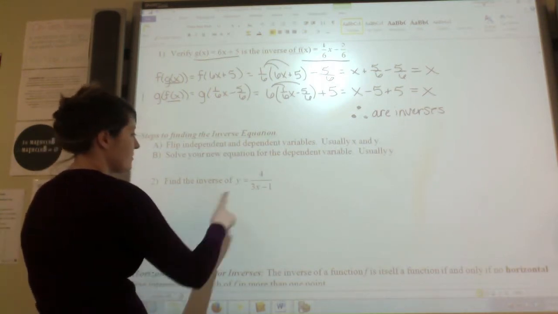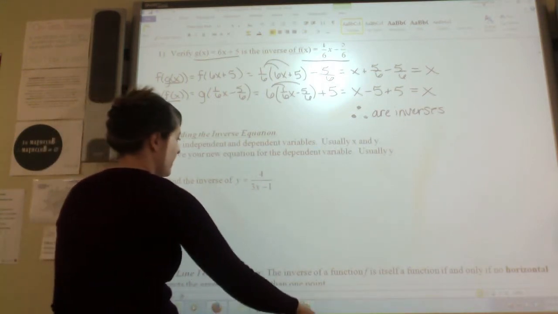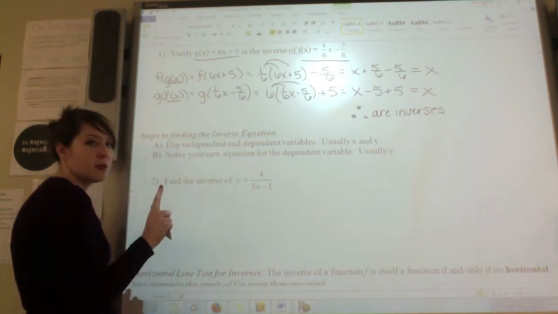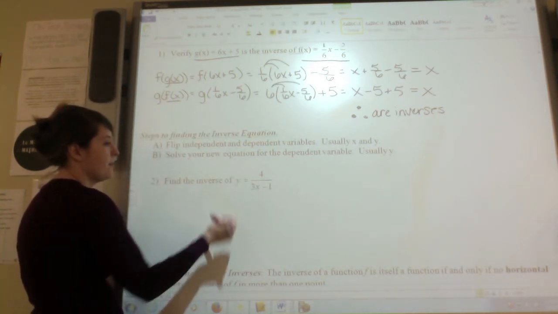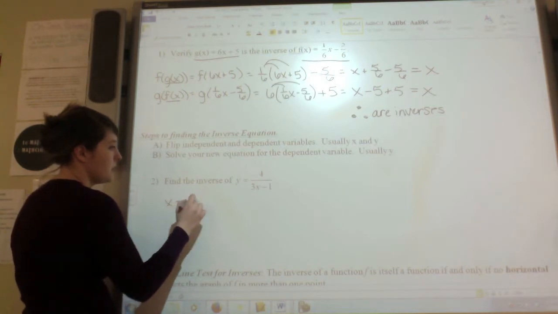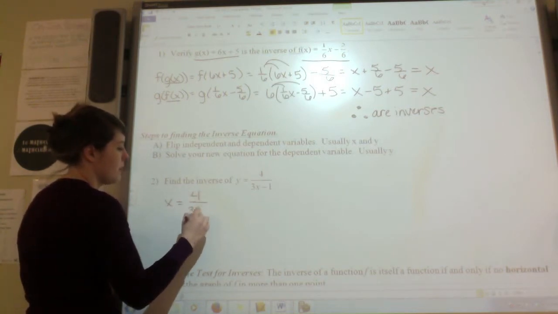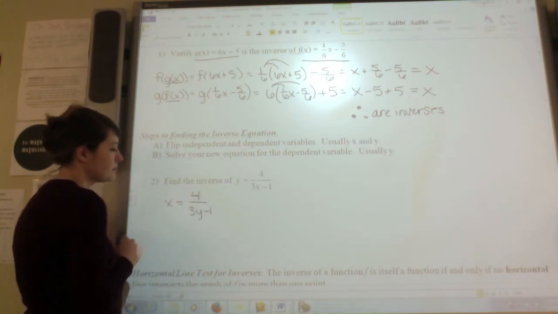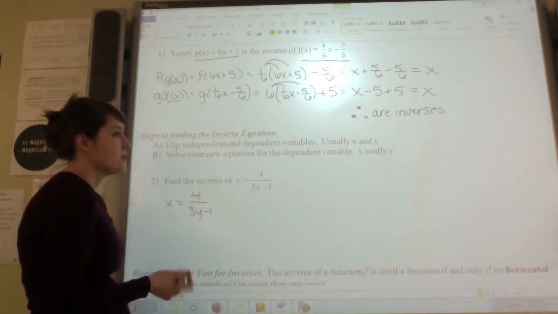So if I want to find the inverse of y equals 4 over 3x minus 1, the first thing I'm going to do is swap my x and y values. So I get x equals 4 over 3y minus 1. Now what I want to do is I want to solve for y.